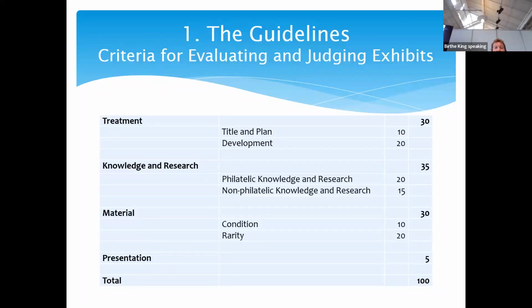This is the judging criteria. And as I just went through, you can see there's treatment, title, plan, development, adding up to 30, knowledge and research, adding up to 35, material 30, presentation 5. That distribution of points is exactly the same as all other classes except thematic philately and postcards.